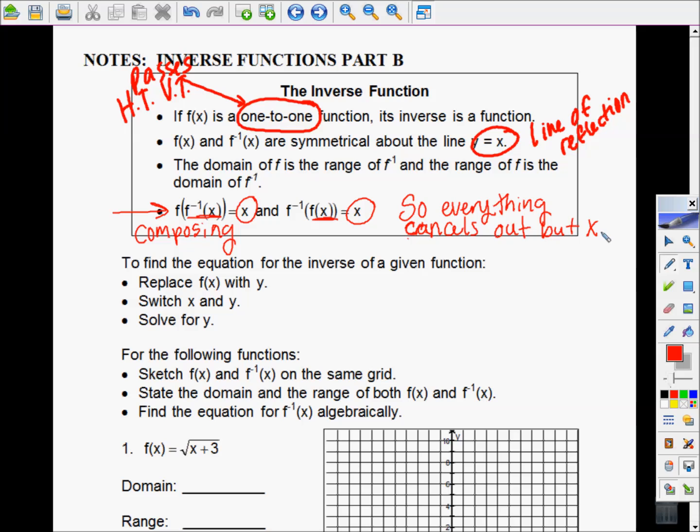Alright, so from Algebra 2, I was hoping that you guys would remember to find the equation of the inverse given a function. You replace f of x with y, you switch x and y, and then you solve for y. So this is how you solve algebraically.